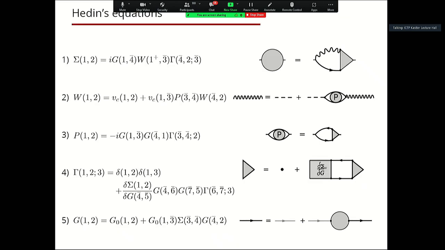So let's start from Hedin's equations, these five here. And here we have the corresponding Feynman diagrams. I will go quite direct in this part because this has already been explained. The main point here is that if you are able to solve self-consistently all of these equations, you are going to have the true G, which corresponds to the quasi-particle energies. But of course, this is very difficult, and this is mainly due to the fourth equation, the equation for the vertex function.